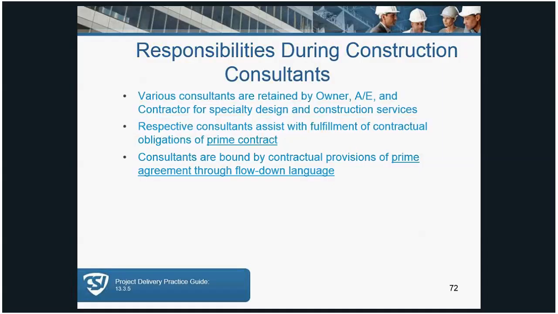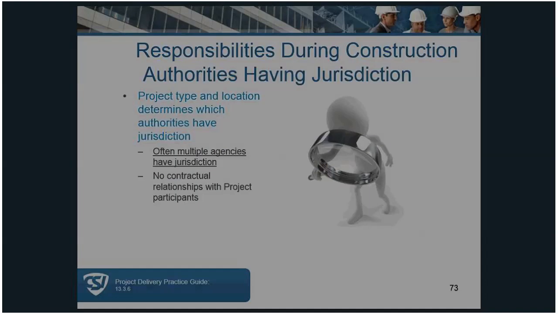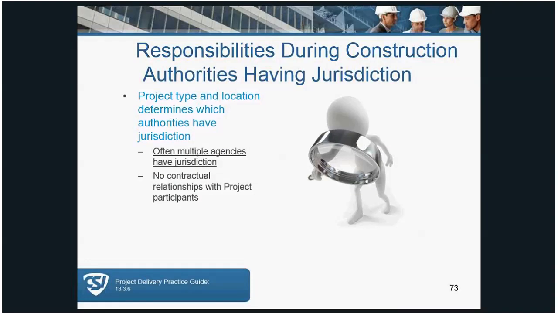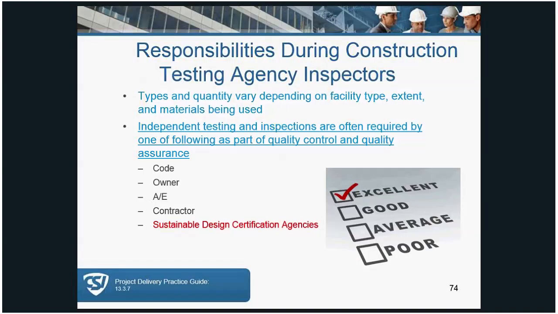application. Consultants, again, they have a flow down language in their contractual agreement with the architect or the owner through their prime agreement. So the same type of flow down language occurs, and they have the same duties and responsibilities. The authorities having jurisdiction, often there may be multiple agencies. In the state of Florida, you have fire marshal and building inspector, the elevator inspector, but they have no contractual relationships with the project participants, and that's an important concept to understand.